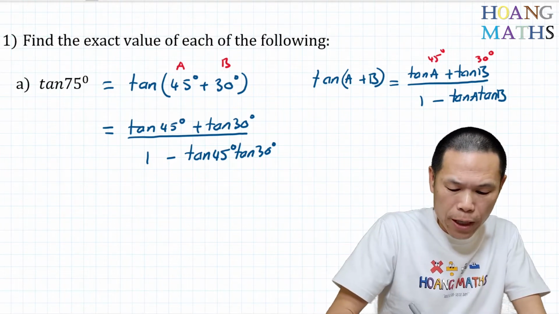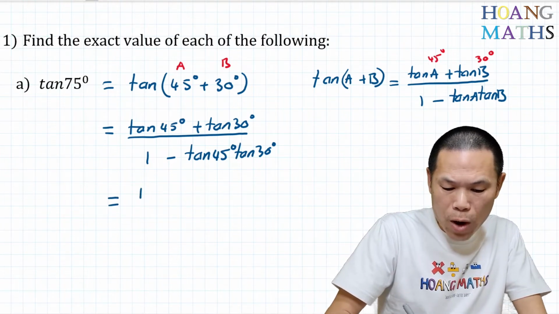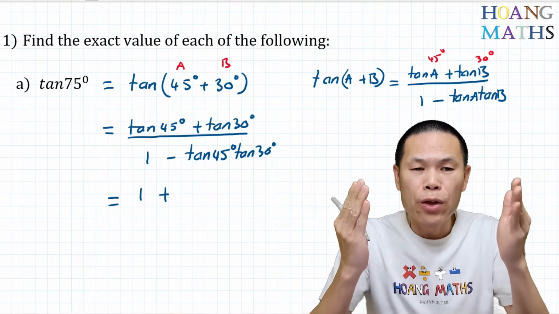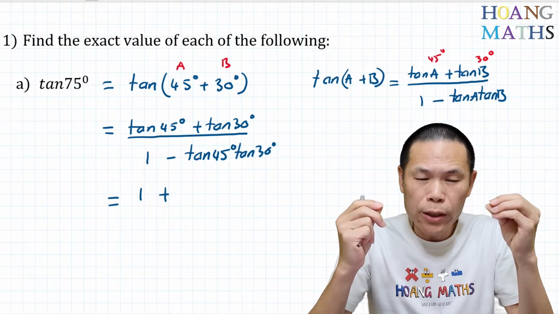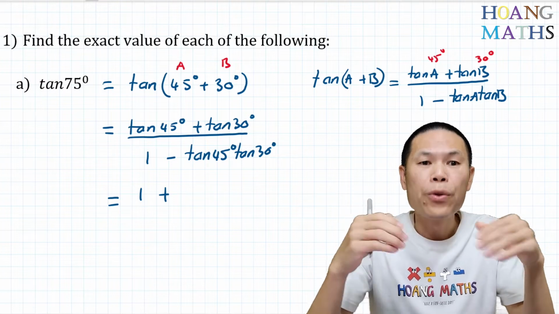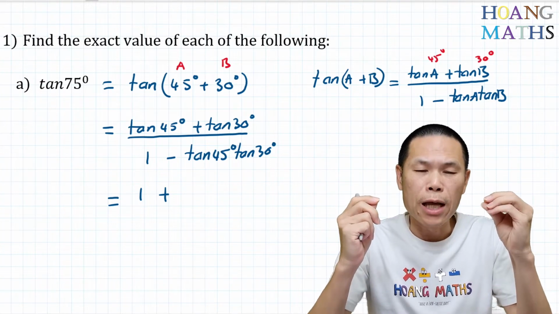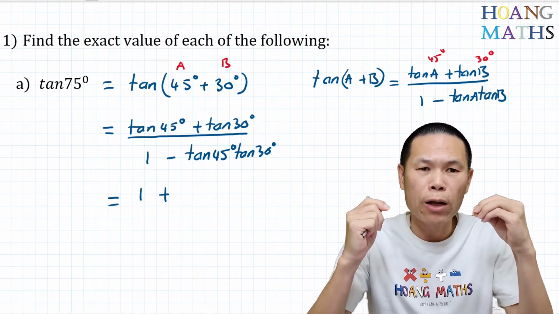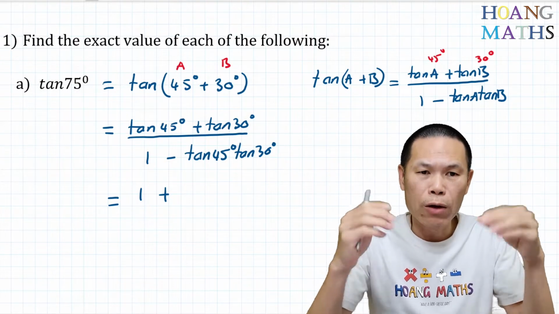So let me just write this down. That will give me 1 plus tan of 30 degrees. Tan of 30 degrees is 1 over root 3. Now, please remember that. If you don't, then we can just use a calculator and quickly work it out. Let me just show you.